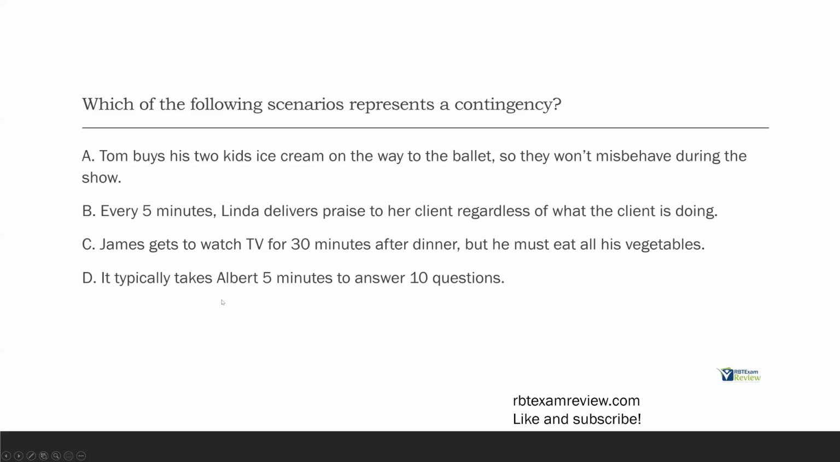And then D, it typically takes Albert 5 minutes to answer 10 questions. That's just collecting data. Don't be thrown off by answer choices that seem to not fit. D has nothing to do with the contingency. We're simply taking data. C is going to be our contingency. If James eats all his vegetables, then he gets to watch TV for 30 minutes after dinner.